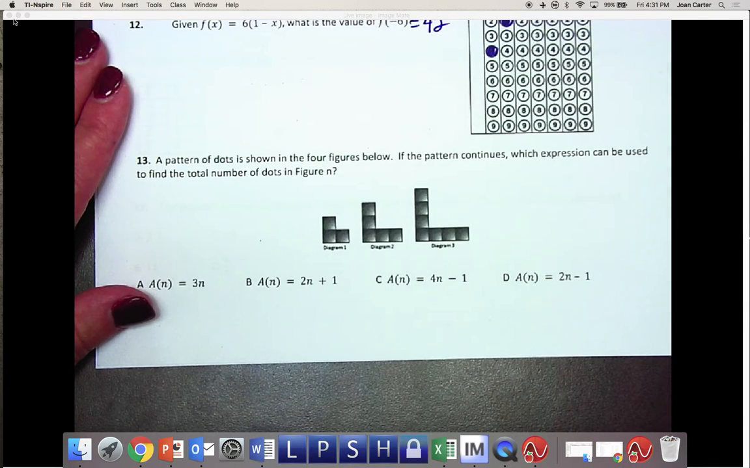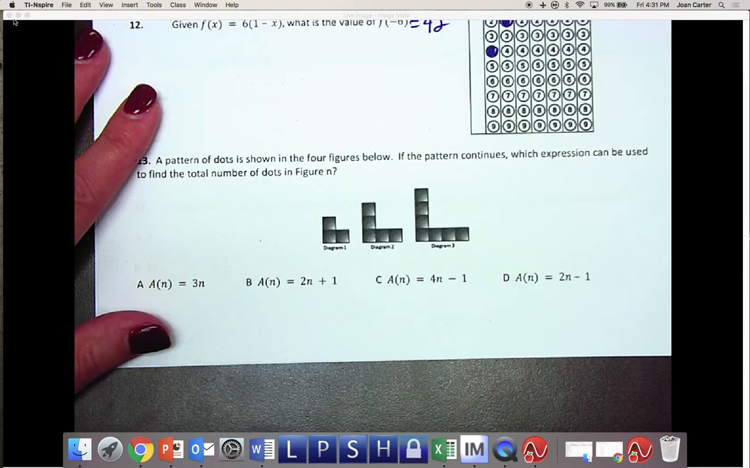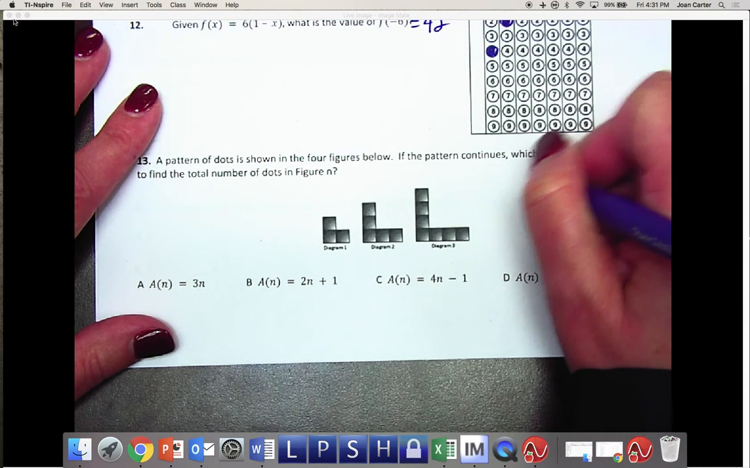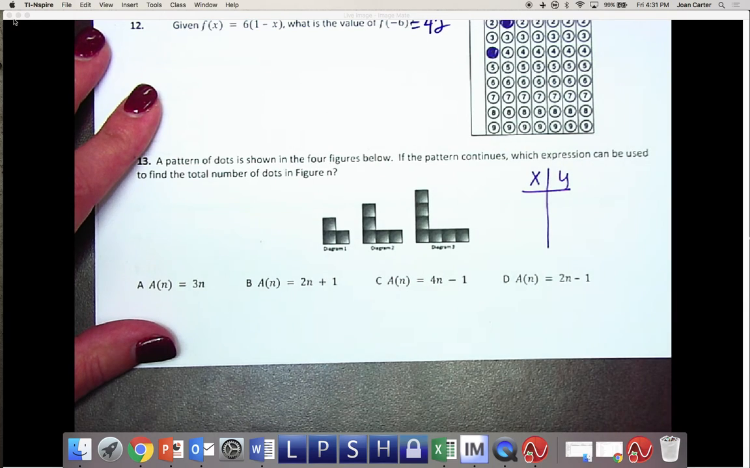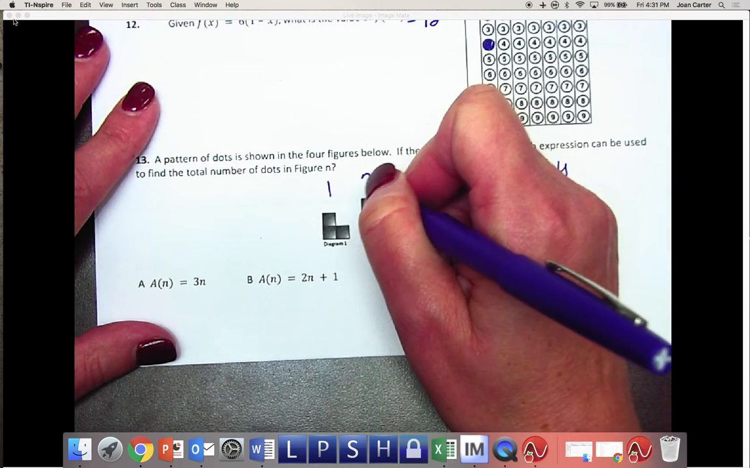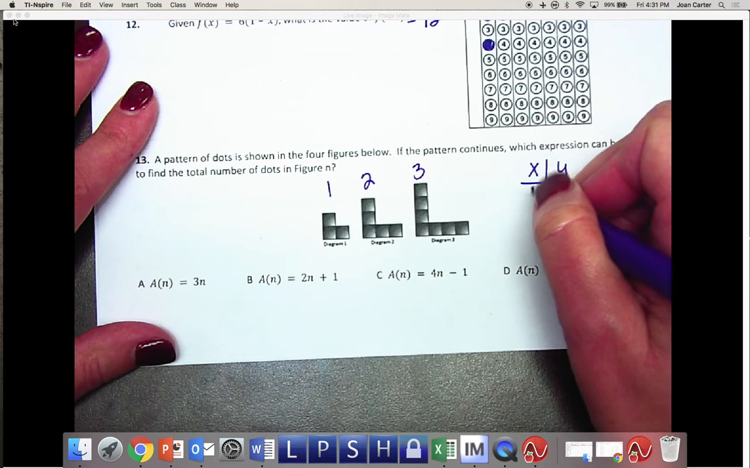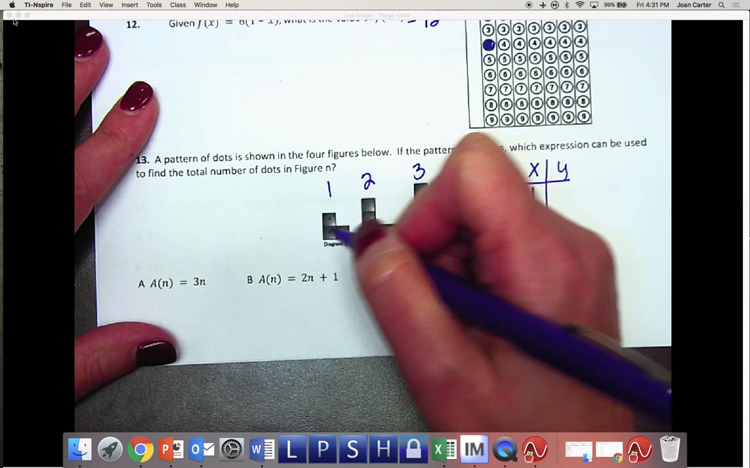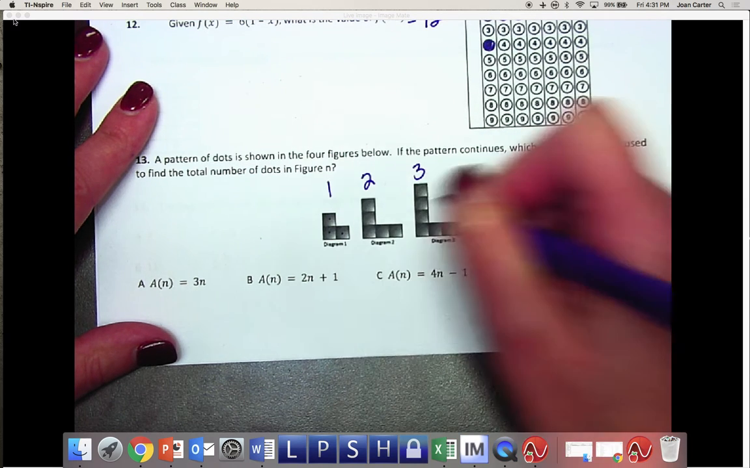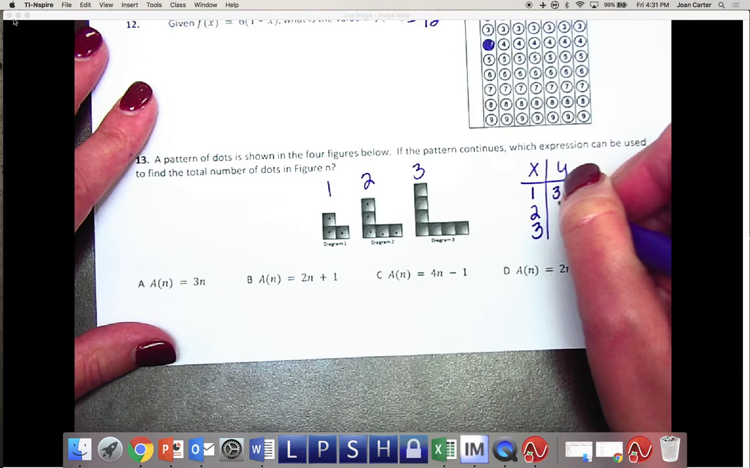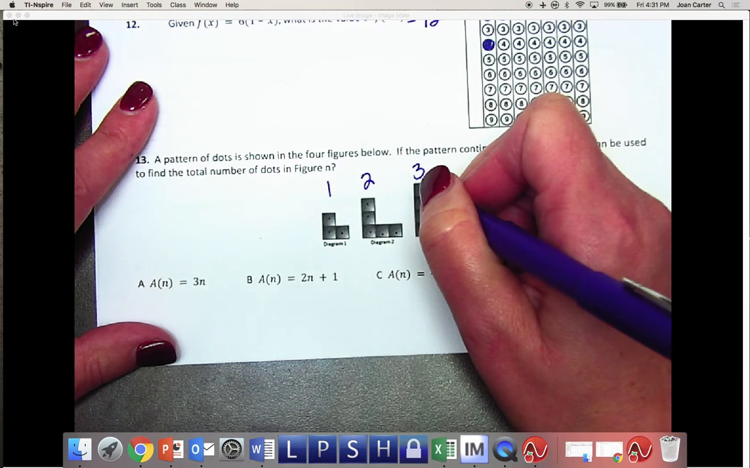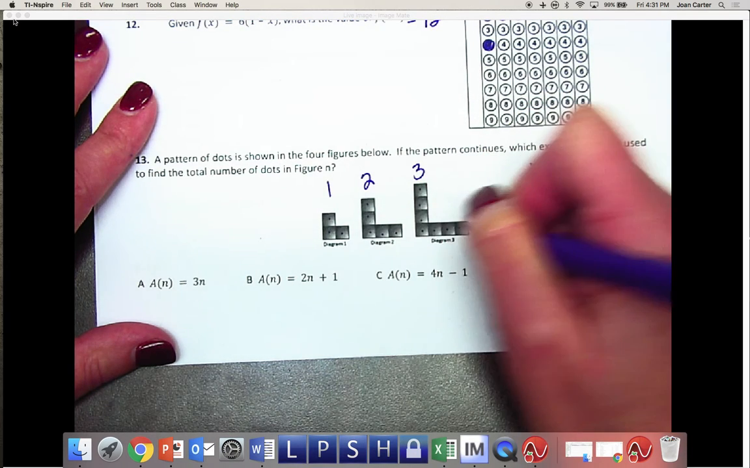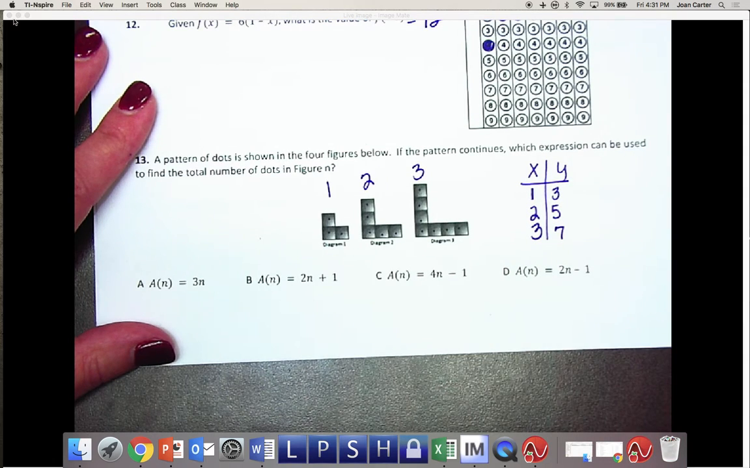Now, a pattern of dots is shown in the 4 figures below. If the pattern continues, which expression can be used to find the total number of dots in figure N? All right. I would recommend making myself a table. Okay, I would call this figure 1, 2, and 3, and I would let that be my x values. All right, in figure 1, there are 3 dots. In figure 2, there are 5 dots. In figure 3, there are 7 dots.